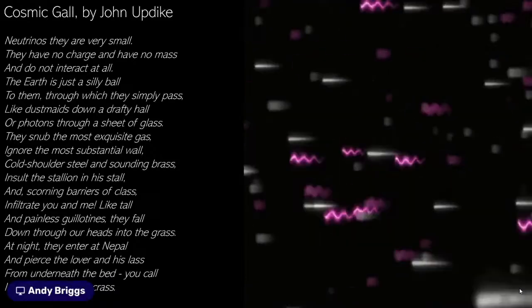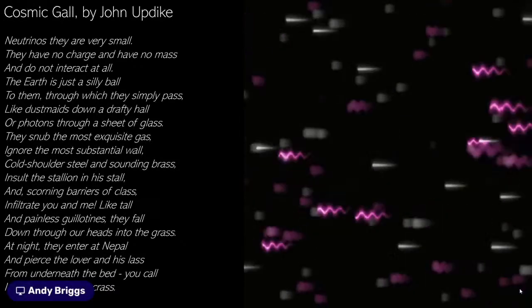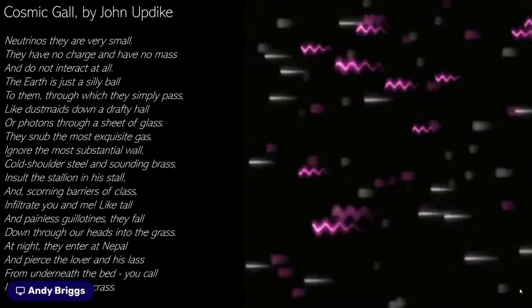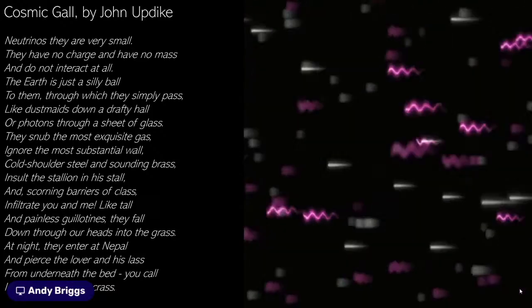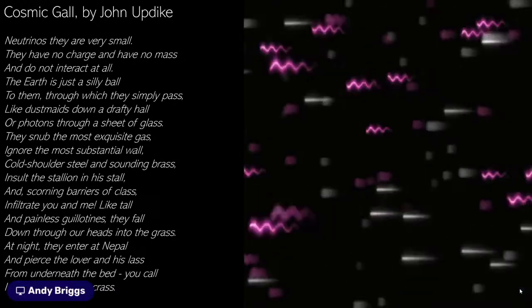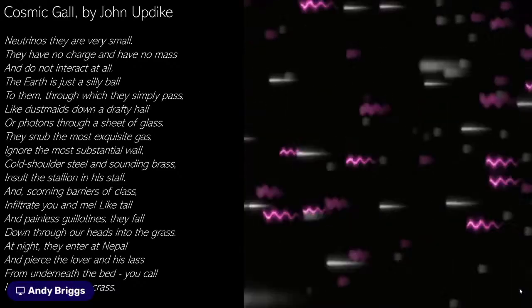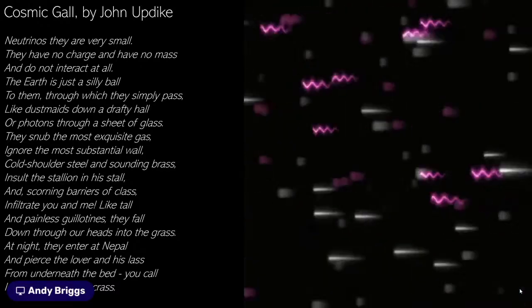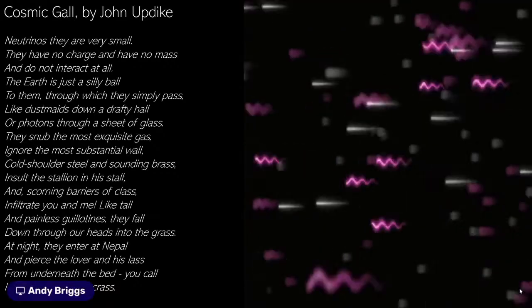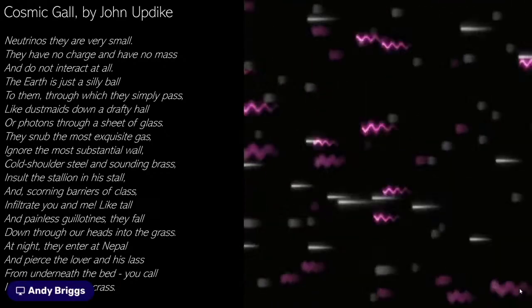And just to finish, I'd like to read this. It's a poem by, of all people, John Updike, who chose to write about neutrinos, and it's called Cosmic Gall. Neutrinos, they are very small. They have no charge and have no mass and do not interact at all. The Earth is just a silly ball to them, through which they simply pass, like dustmaids down a drafty hall or photons through a sheet of glass.